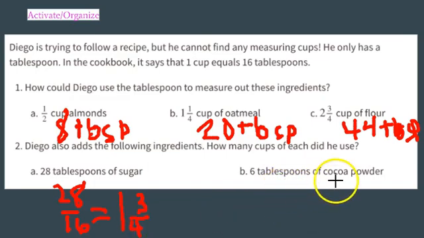What about 6 tablespoons of cocoa powder? What's that end up being tablespoon or cups wise? Well, that's 6 divided by 16 again. And we can divide both those by 2, which gets us 3/8 cup.